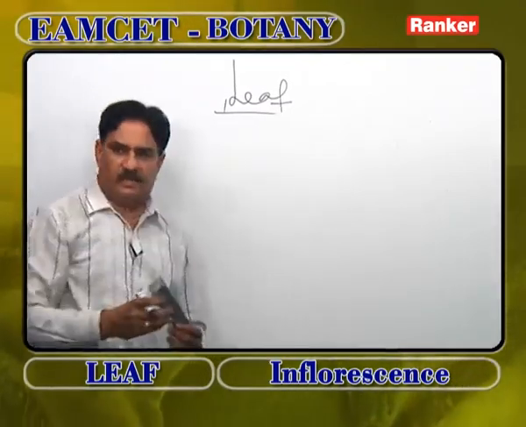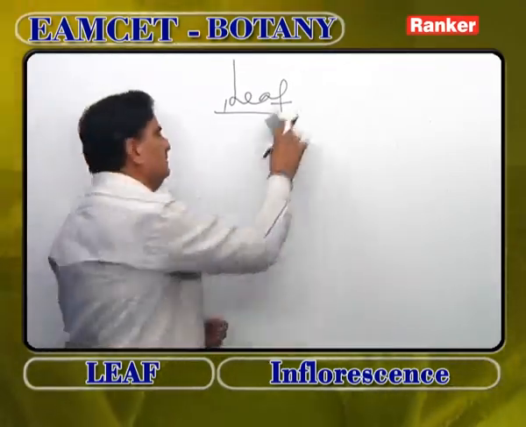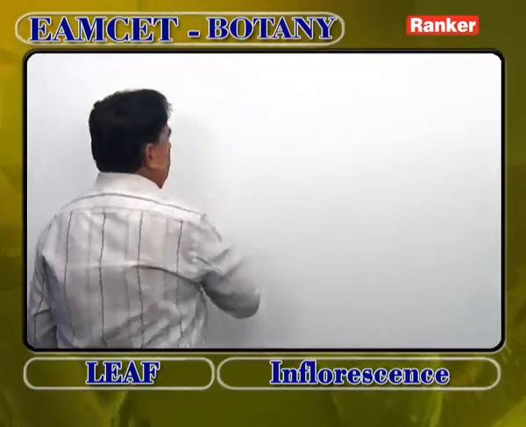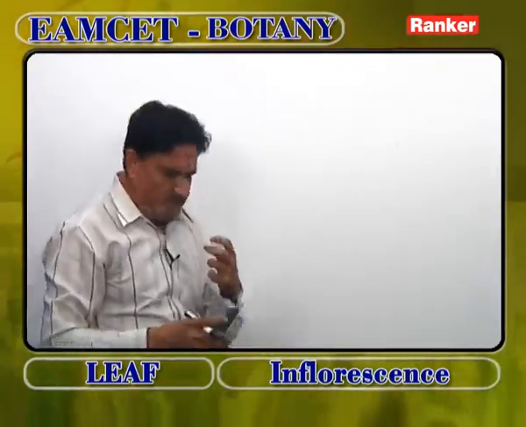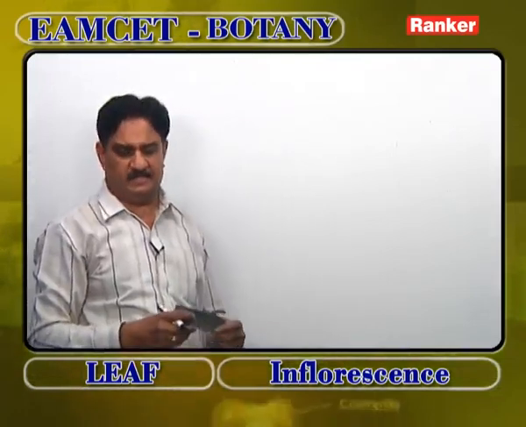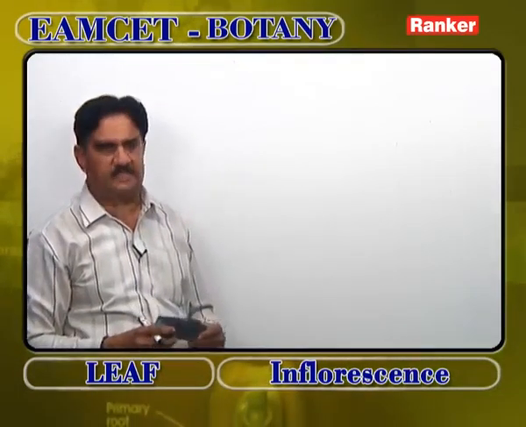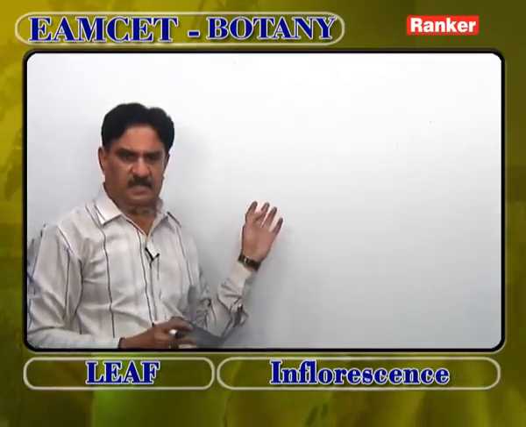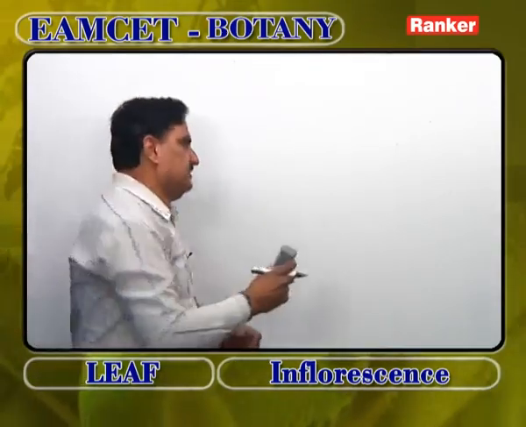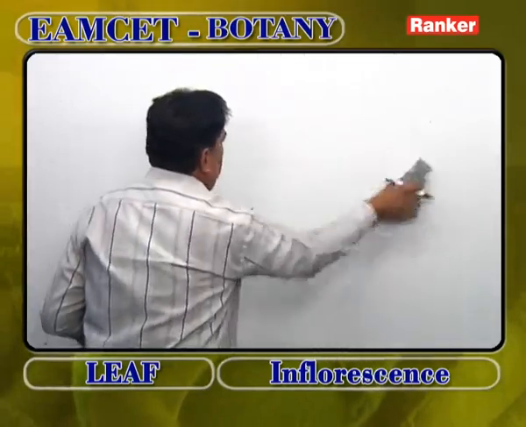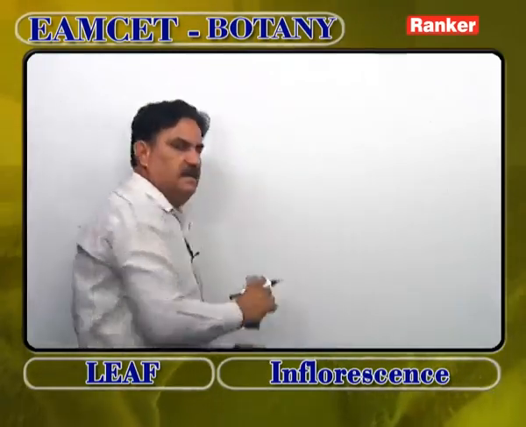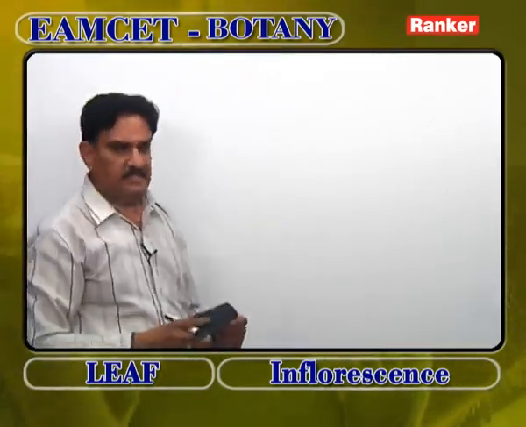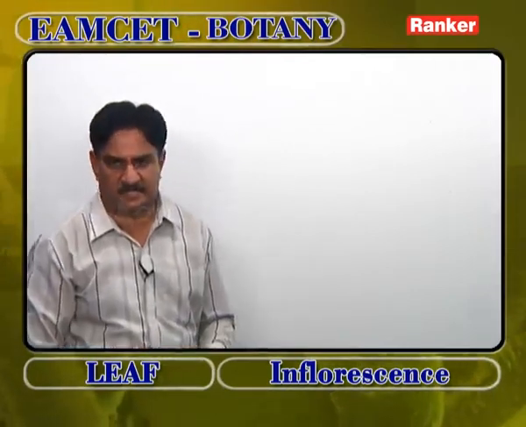Then we discussed leaf with important aspects. Then in the leaf we have to read about phyllotaxy: alternate phyllotaxy, opposite phyllotaxy, whorled phyllotaxy. Then after phyllotaxy we have to discuss modifications. There are 6 types of modifications. One is tendril, the other is spine, the other is scales.